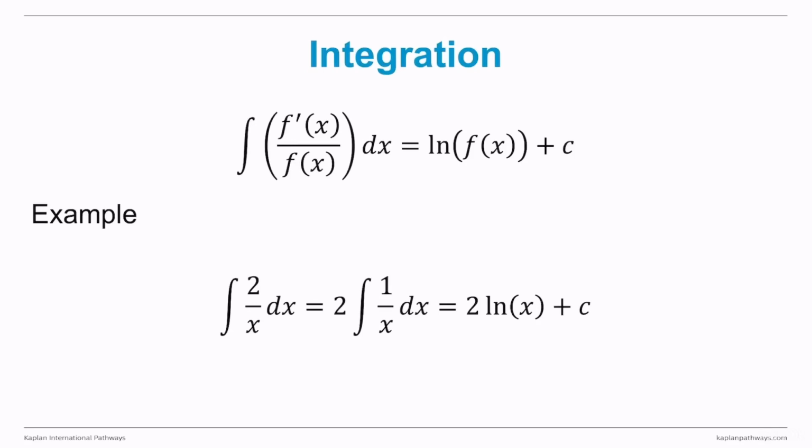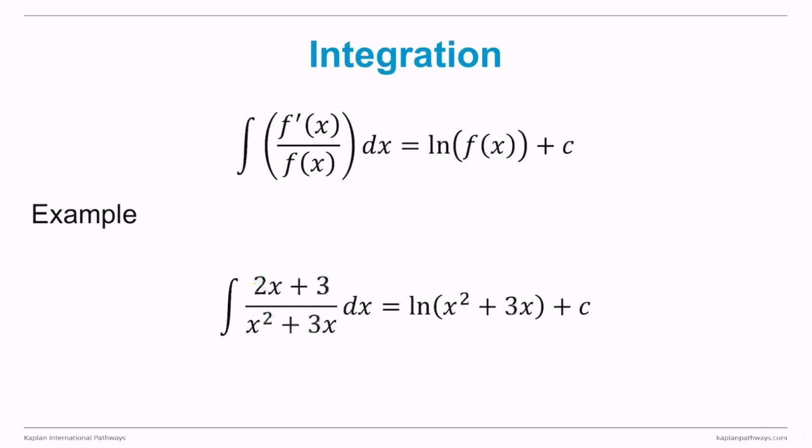Okay, so the integration of 2 over x dx equals 2 times the integration of 1 over x dx. So we can take the 2 outside, and then the integration now is 1 over x dx. We know the integration of 1 over x dx is ln x, so it's going to be 2 ln x plus c.